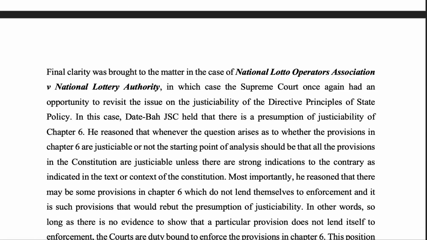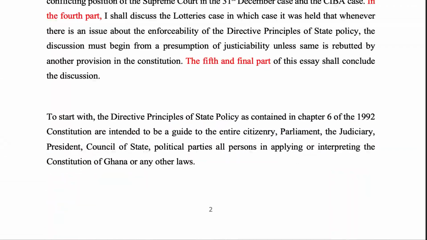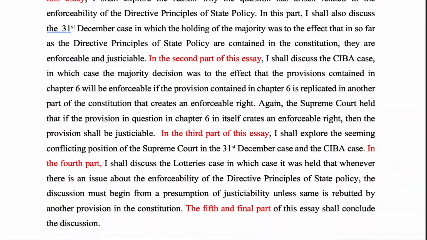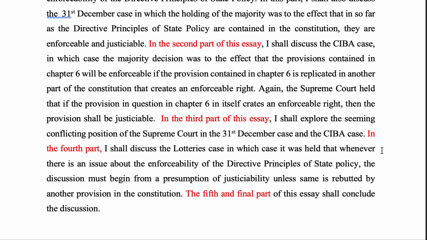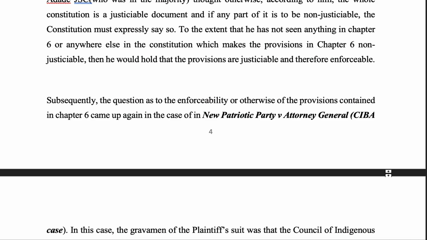So these are seeming conflicts. So now we can move on to the fourth part. What did we say we'll discuss in the fourth part? So in the fourth part, I shall discuss the lotteries case, in which it was held that whenever there's an issue about the enforceability of the directive principles, the discussion must begin from a presumption of justiciability unless it is rebutted. So let's go to the fourth part.